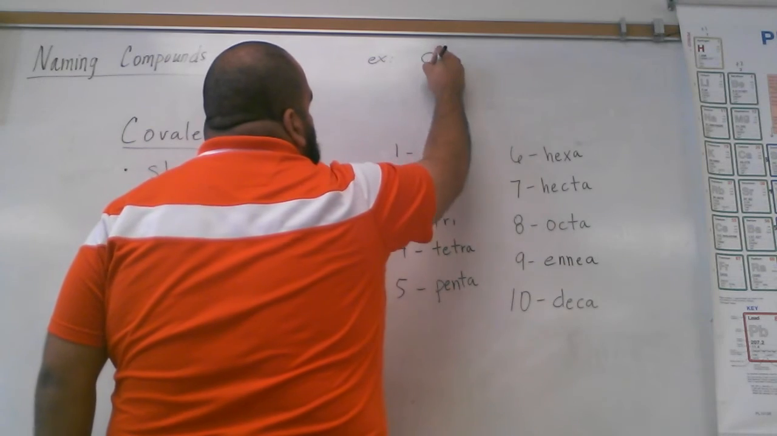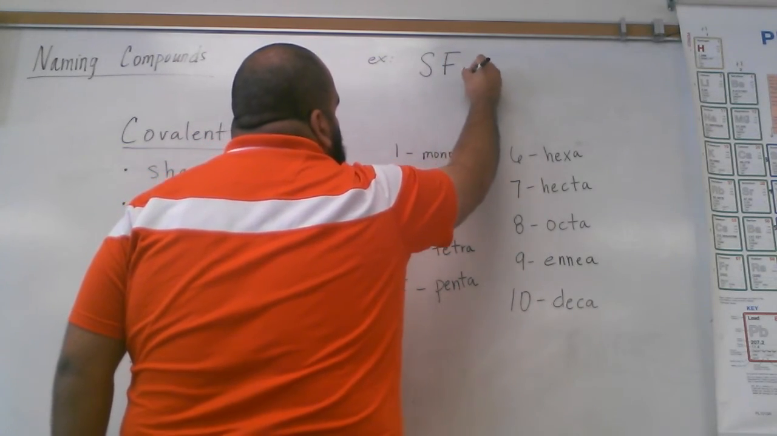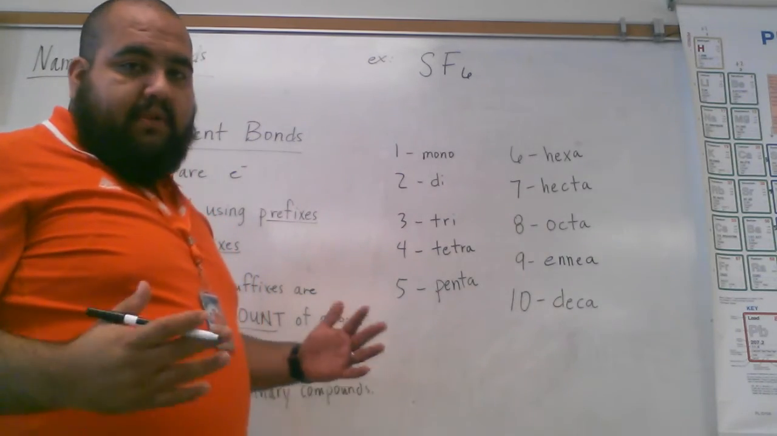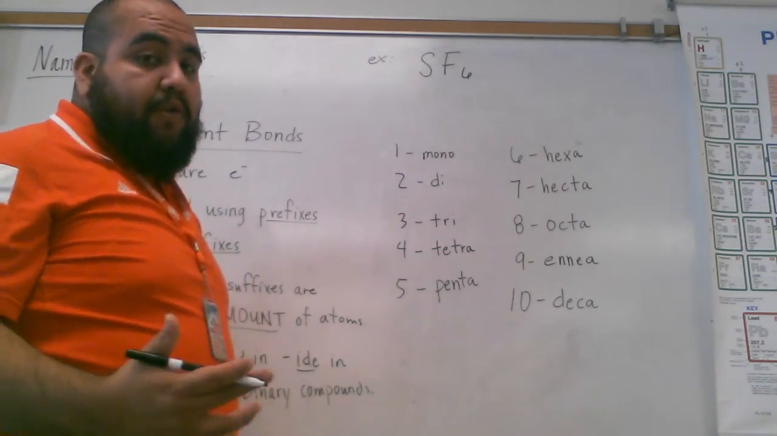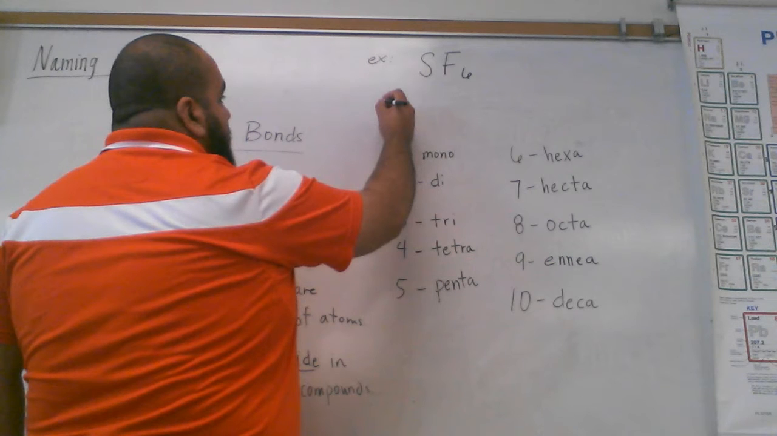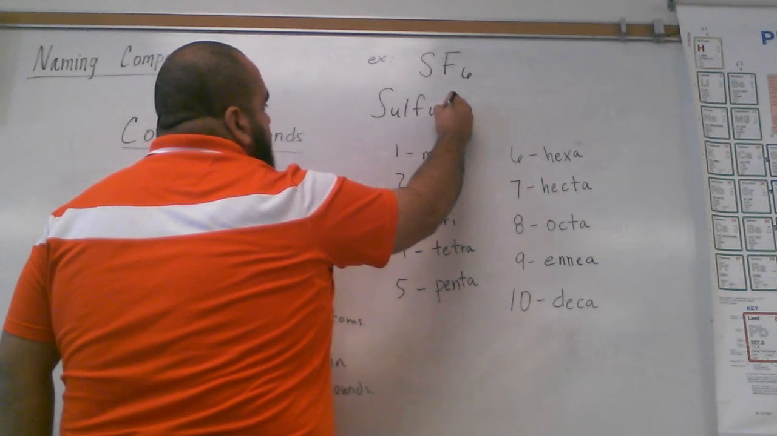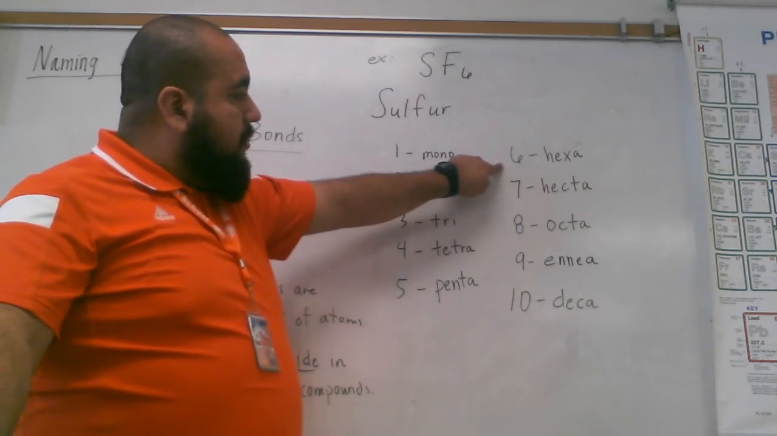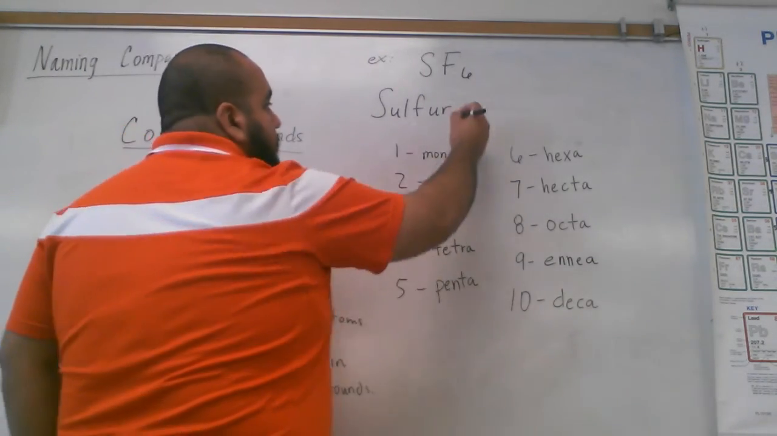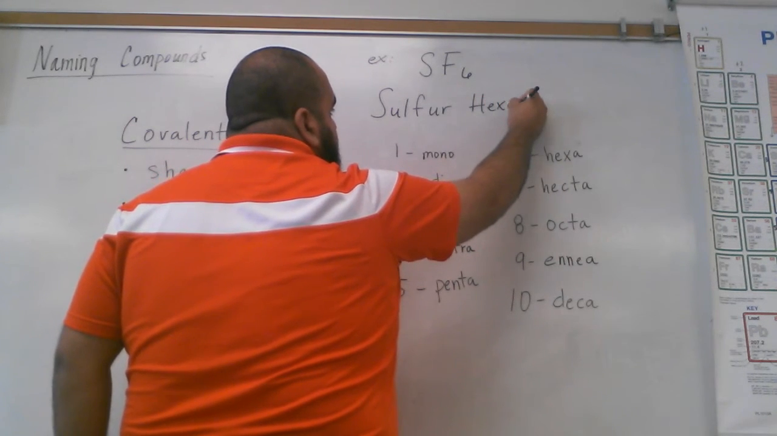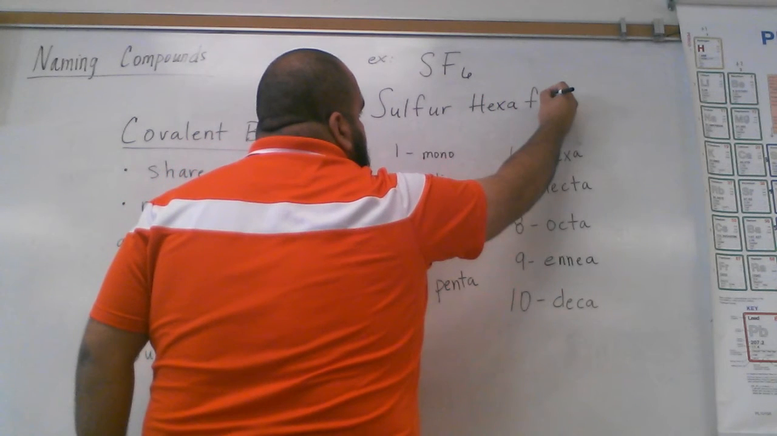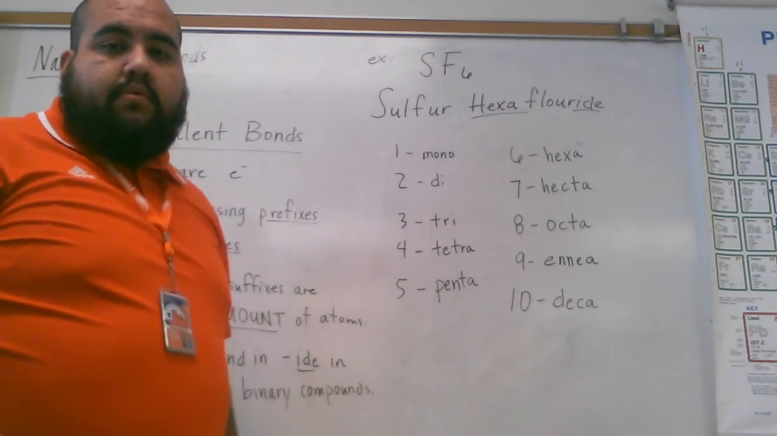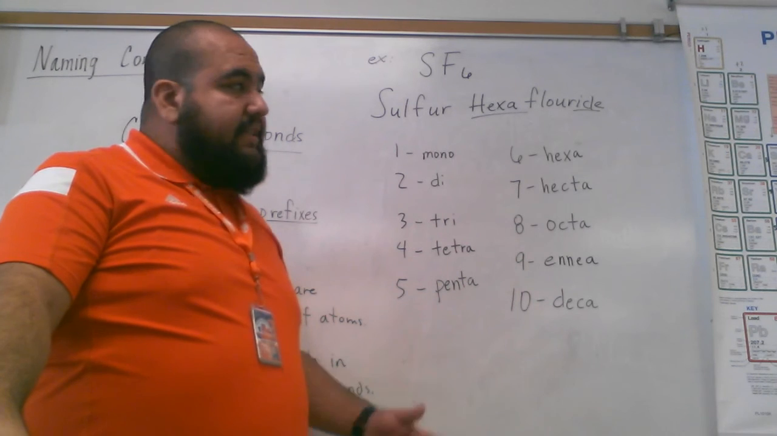This is rare, but it does occur. This compound. So it's S. We look at the periodic table. It's sulfur. But now there's a 6 for fluorine. So we have to go hexa. And then it's fluoride, because again, you write the suffix "ide" in it.